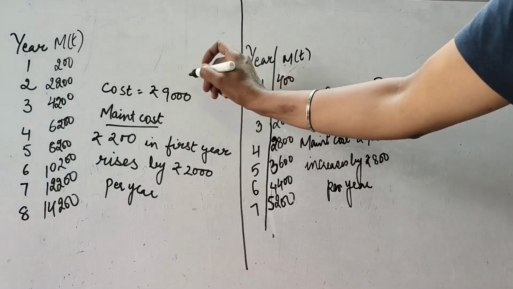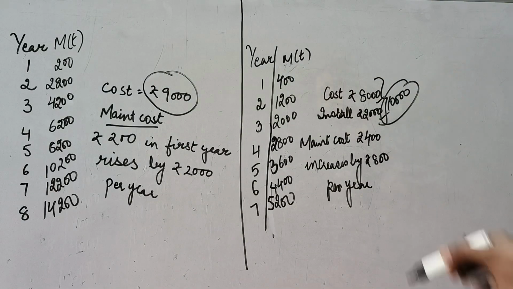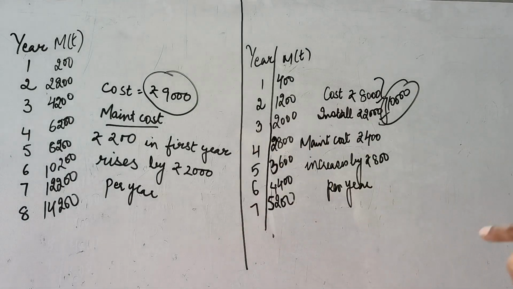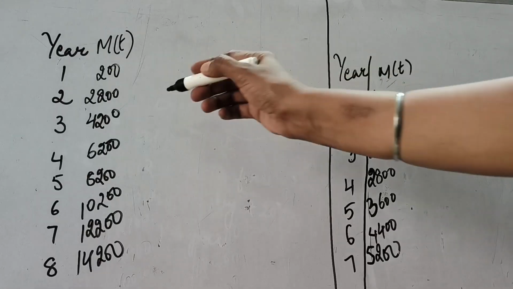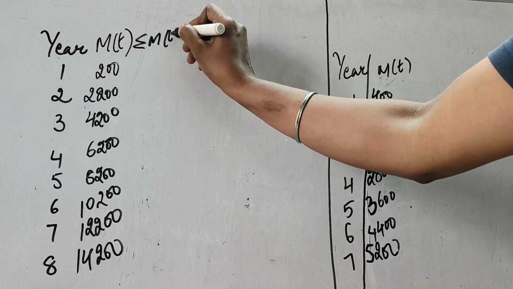Now here the cost is rupees 9,000. This we will use for calculating depreciation, and here the cost is 10,000. Now let us start with the tables. In this case we will be making two tables because there are two machines. So let us start the tables. Now in the first case, this was the maintenance cost. So we have to calculate the cumulative maintenance cost.